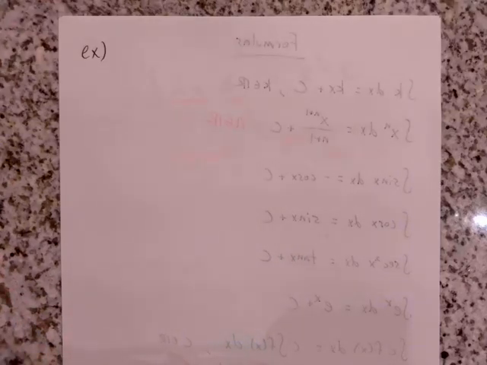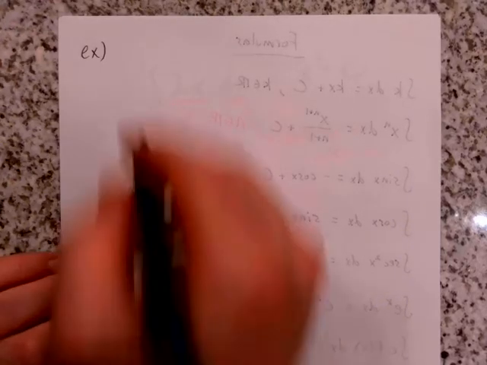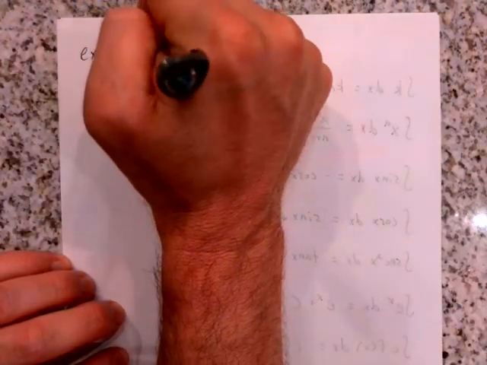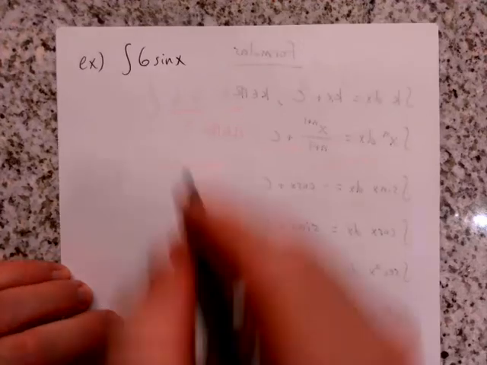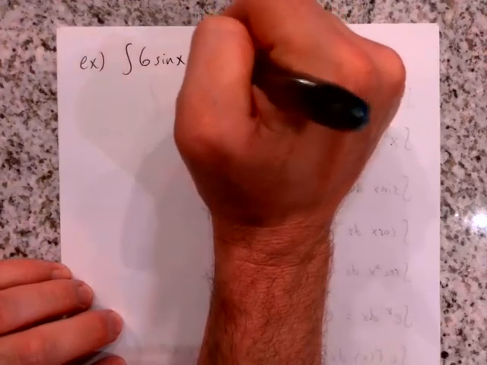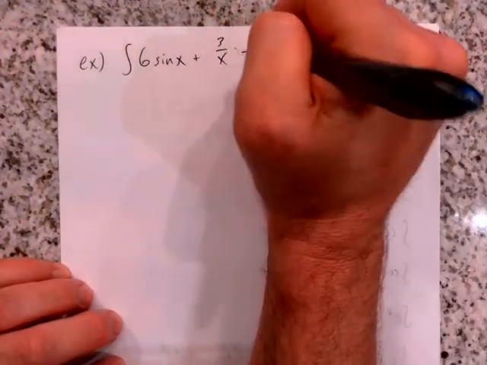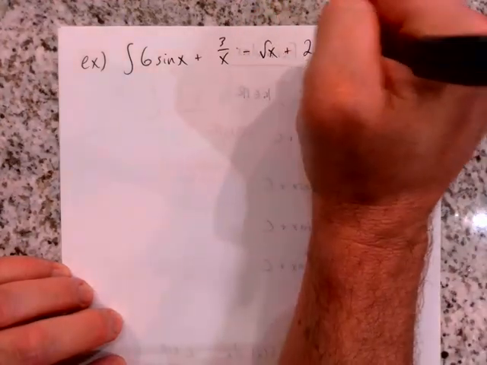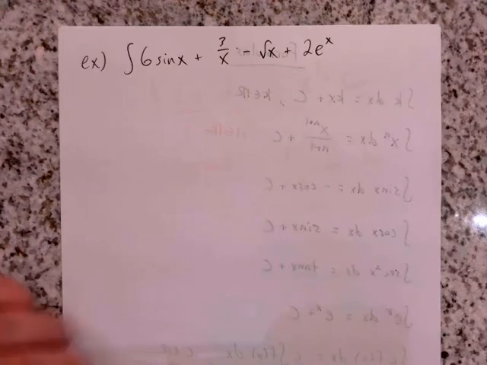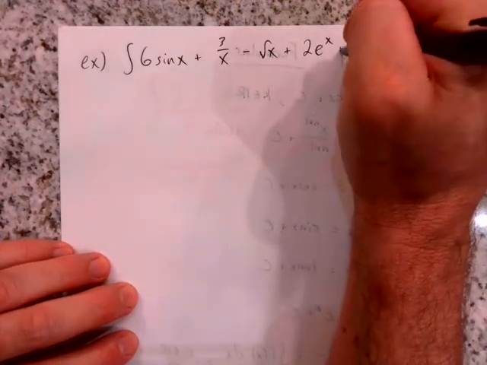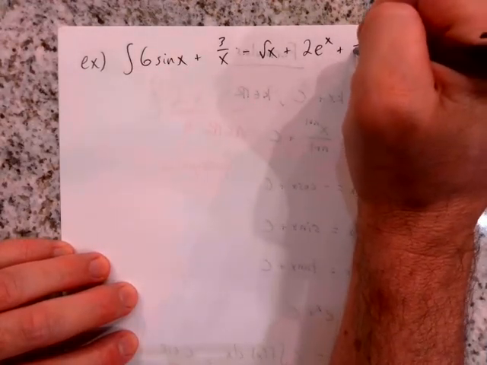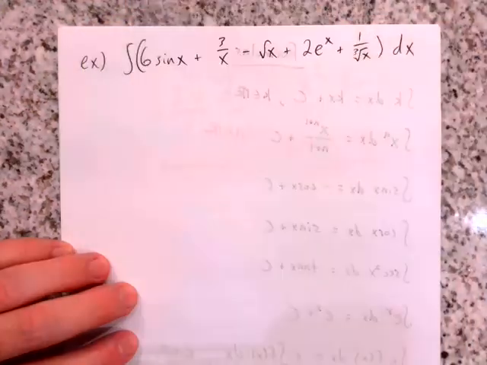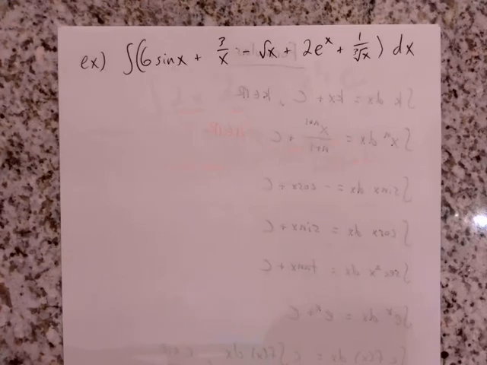For example, let's do some integrals. Let's say we want to find the integral of 6 sine x plus 3 over x minus the square root of x plus 2e to the x. Let's just throw one more in there, plus 1 over the cube root of x. Get a whole bunch of rules into one question.